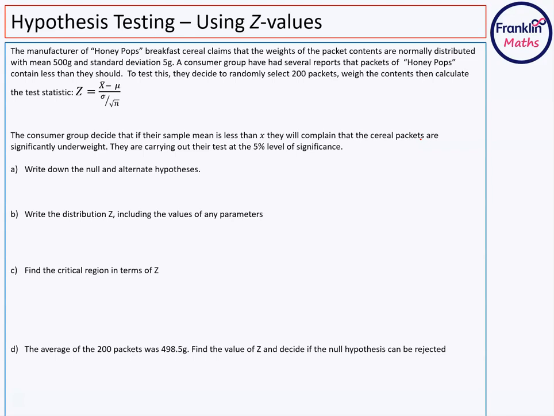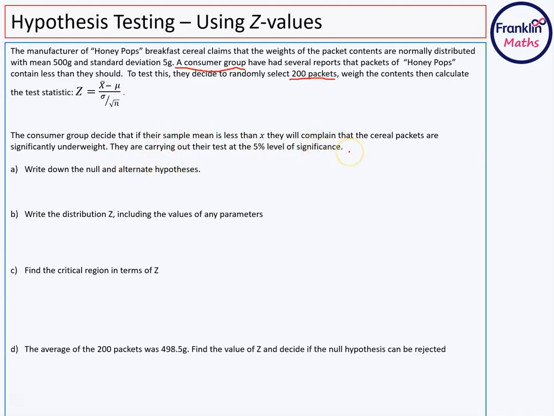I've got a manufacturer of some breakfast cereal, normally distributed, with a standard deviation given there. They've had reports that packets contain less than they should. I'm not really sure how that would happen, people sat there weighing it. I don't really know. However, we've got a consumer group here who have chosen 200 random packets, and they're going to calculate the Z statistic. Now, the reason they're doing this is because they don't have one of these fancy calculators, or they didn't do the A-level maths that we're doing. It doesn't really matter. So what they're going to do is try and find the critical region, and they're going to work on the 5% significance level. So we're going to try and find out what's underweight or not.